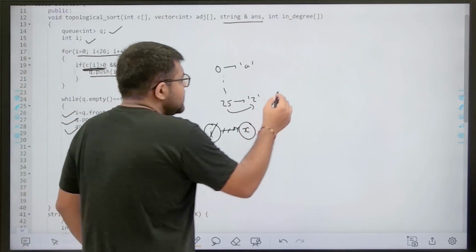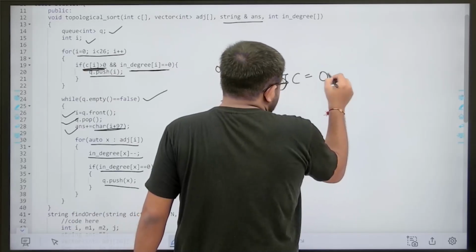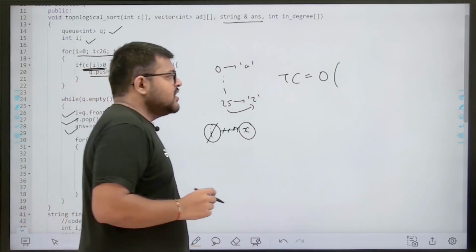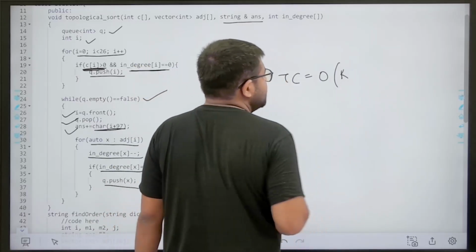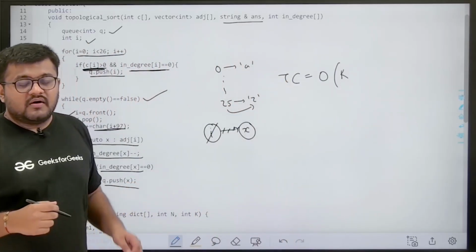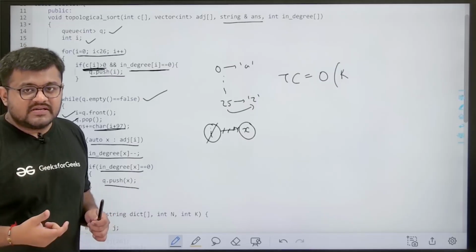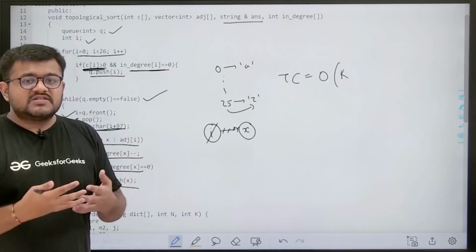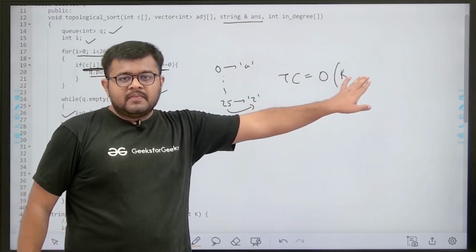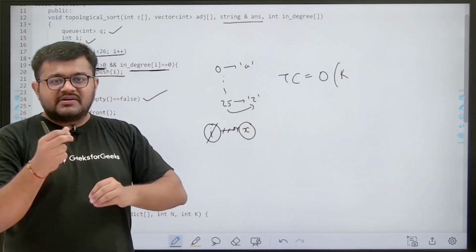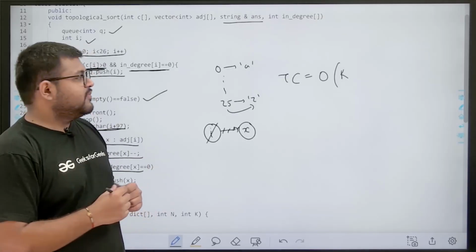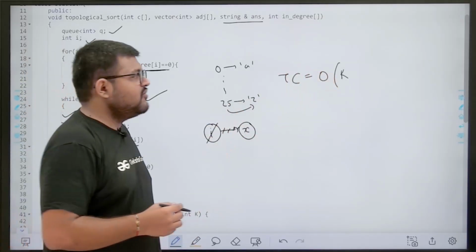Okay, what would be the time complexity? See, in topological sort, basically we are visiting all the nodes once. So I can say k, that is the different number of nodes, that is the different number of characters present in the string. We also traverse the edges, right, but the edges will also be some multiple of k, because if there are 26 characters and if there are edges among themselves, the number of edges also I can say would be some multiple of k. So I am taking it as k only.